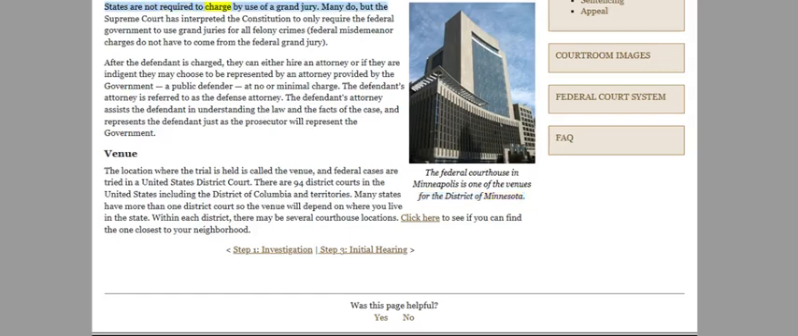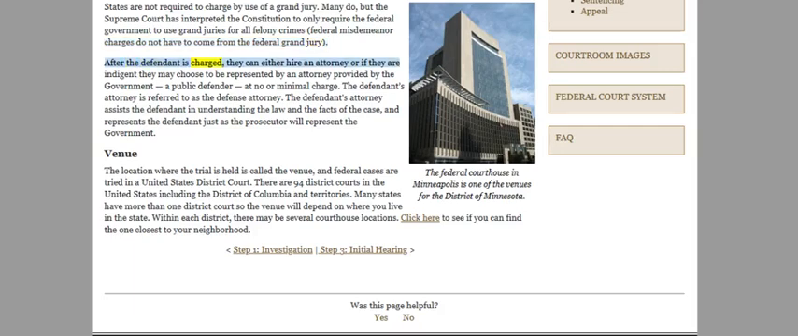States are not required to charge by use of a grand jury. Many do, but the Supreme Court has interpreted the Constitution to only require the federal government to use grand juries for all felony crimes. Federal misdemeanor charges do not have to come from the federal grand jury.